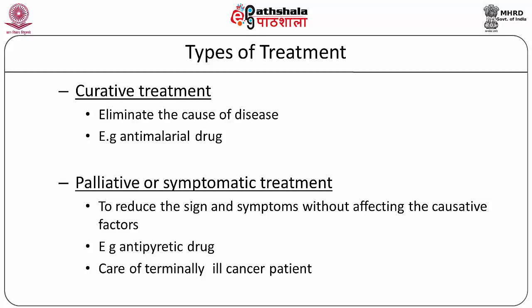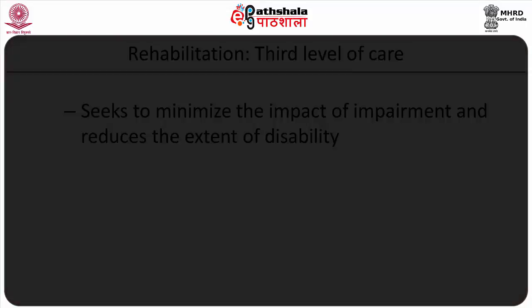Palliative treatment attempts to reduce the signs and symptoms without affecting the causative factors. There are many diseases where the cause is not identified as yet, or it is not possible to remove the cause. In such situations, palliative treatment becomes important in order to provide comfort and reduce suffering. If we take an example, an anti-malarial drug is an example of curative treatment because it targets the causative organism of malaria. On the other hand, antipyretic drugs, the medicine that is given to reduce fever, represent palliative or symptomatic treatment that brings down the fever without affecting the cause of malaria.